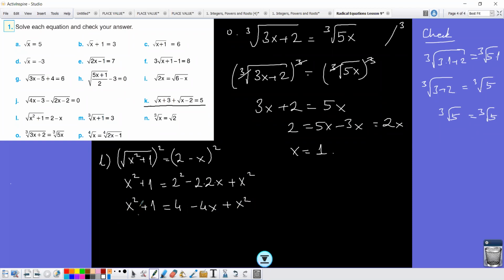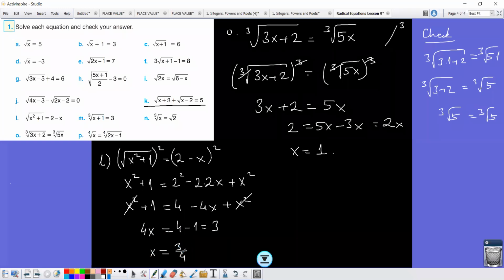Now, teacher, x to the power of 2 will cancel each other. And now, teacher, we will have 4x on the left side. 4x is equal to 4 minus 1, which should be 3. And x is equal to 3 over 4.